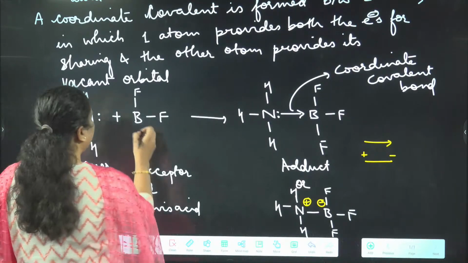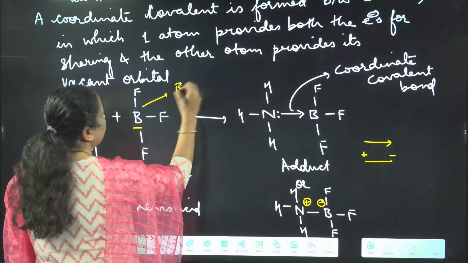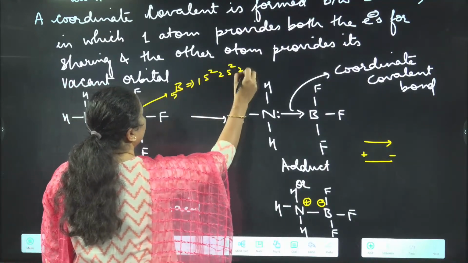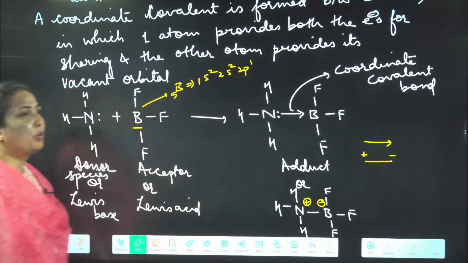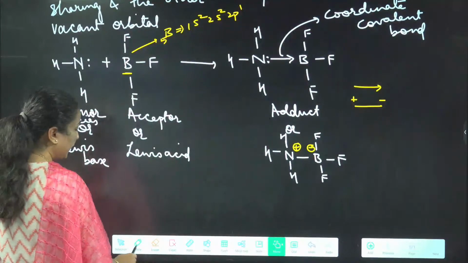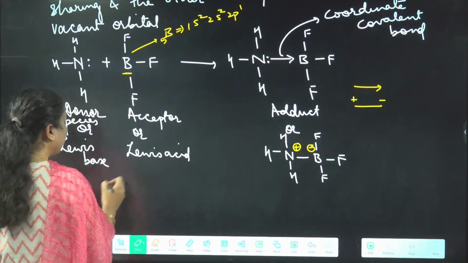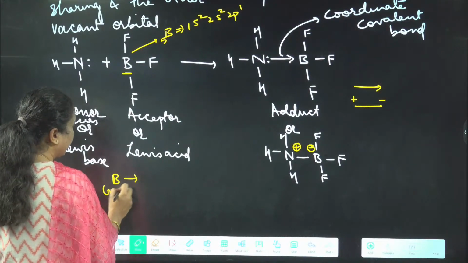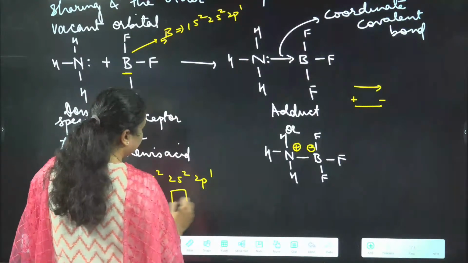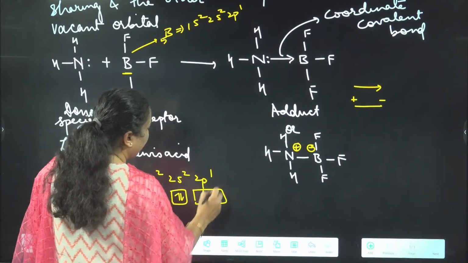And here you are able to understand now for boron, what is the configuration we write down? Boron is 5, 1s2, 2s2, 2p1 we write now. Boron is forming 3 bonds here. So for ground state we are writing 1s2, 2s2, 2p1. So there is only one unpaired electron.